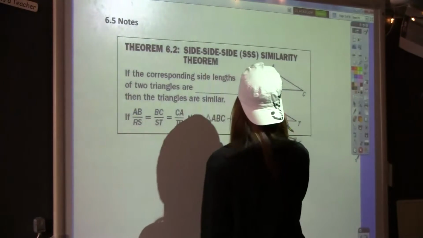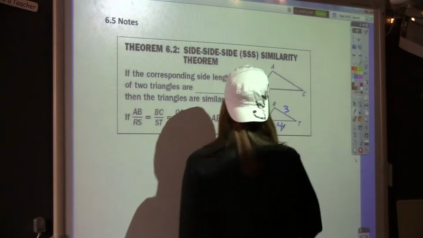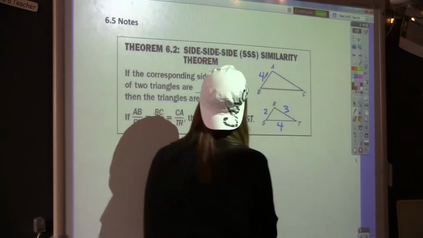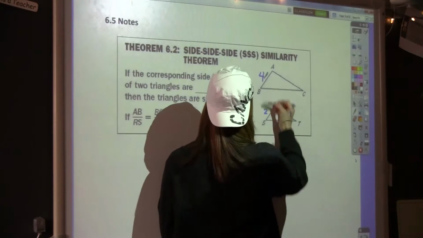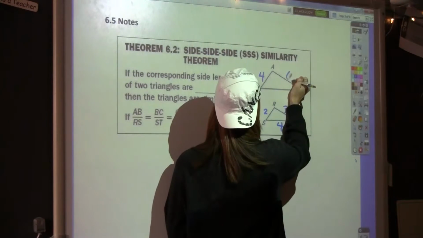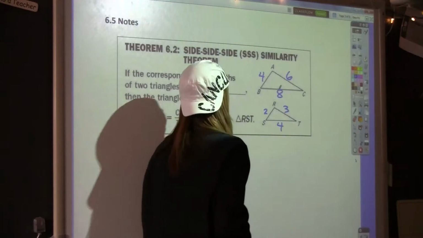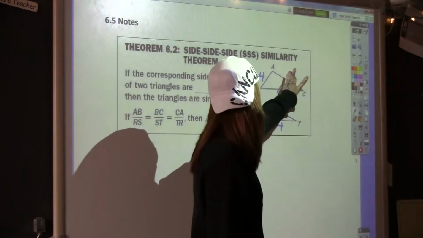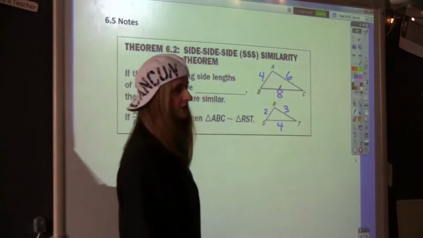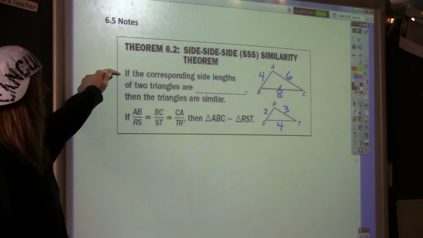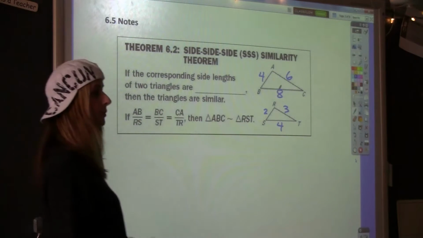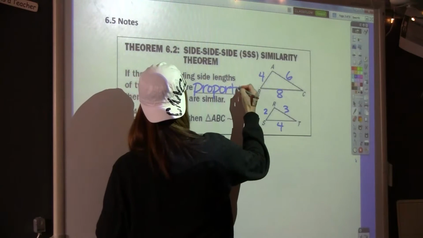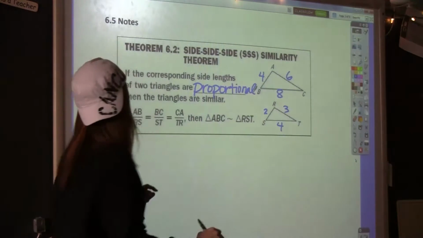All right, so let's say I made these lengths 2, 3, and 4. If I make that 2, I want to make this 4. What would the length of this side then have to be if I want to keep the same ratio? 6. So 3 times 2 is 6, and then 4 times 2, 8. That's all side, side, side means. This ratio is the same as this ratio is the same as that ratio. If the corresponding side lengths of two triangles are proportional, then the triangles are similar.